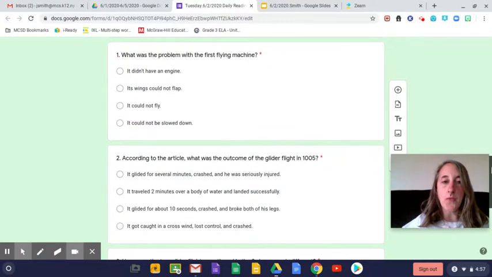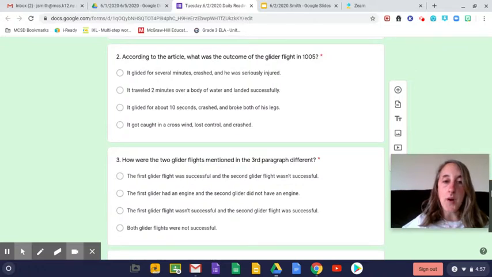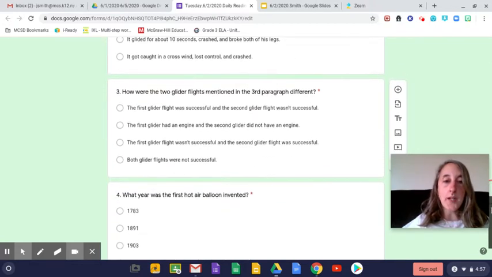Read the questions first. So you're looking for what was the problem with the first flying machine. So be looking as you're reading, what's the first flying machine and what was the problem with it? According to the article, what was the outcome of the glider flight in 1005? So look for 1005 and focus in on that and see if you can find the outcome of the glider flight. How were two glider flights mentioned in the third paragraph different? Focus in on the third paragraph, boys and girls, and find out how those two flights were different that they talked about in the third paragraph.